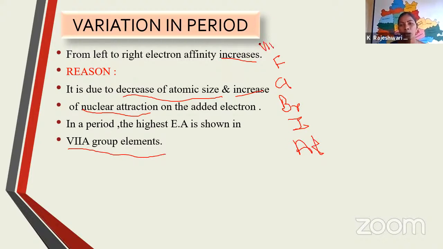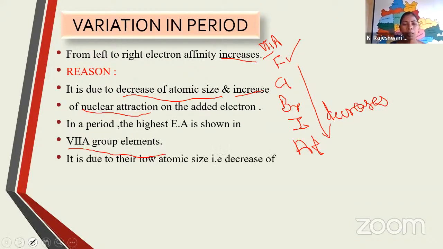So in a group, what is happening to the electron affinity? It is decreasing. So that means the highest electron affinity should be shown by which element? Fluorine. But there is a small reason. The highest electron affinity is shown due to their low atomic size and decrease of the atomic size across the period.